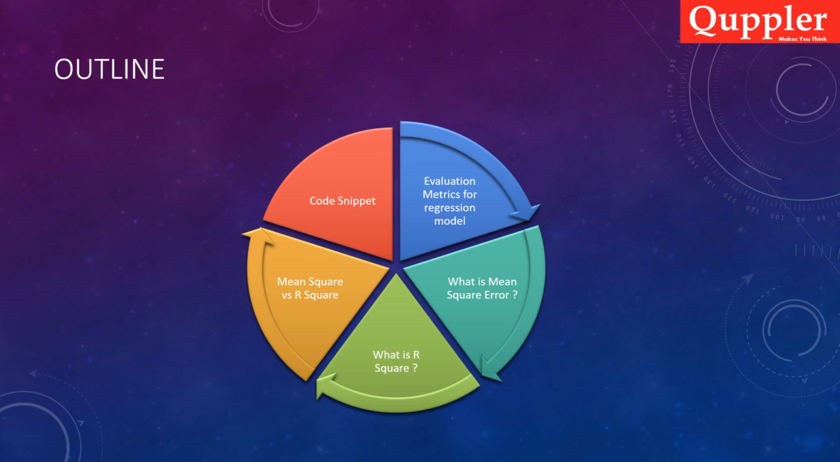At last, we're going to jump into the code snippet. We're going to see how we can call different scikit-learn APIs to call different types of evaluation metrics to evaluate our model. So let's move ahead.